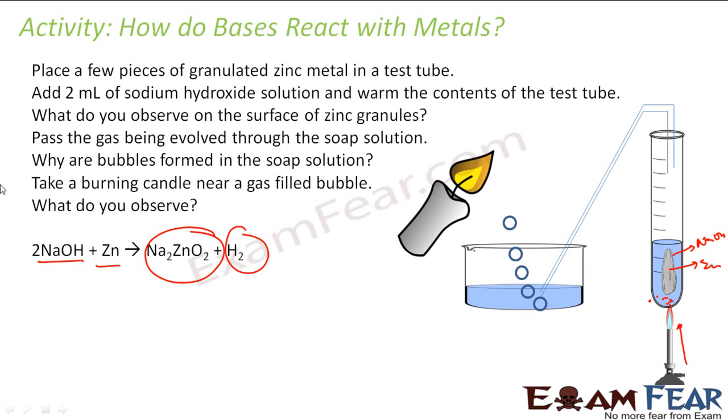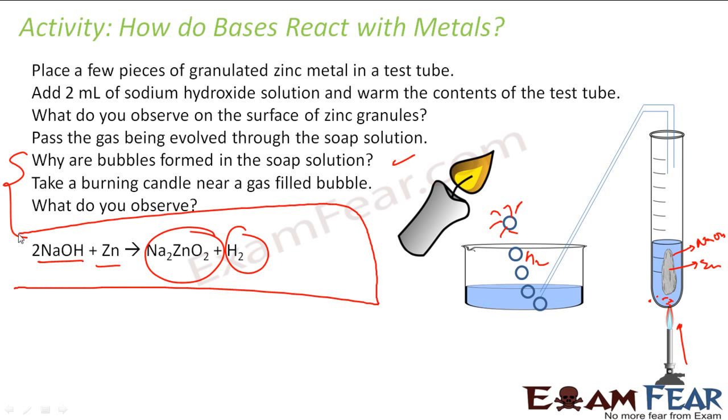So the question is, why do the soap bubbles form? Because the hydrogen gas forms soap bubbles. When you take the burning candle near the bubble, it bursts, so it's hydrogen gas, right? So that's what the experiment is all about. Theoretically, I told you this happens, but you want to actually do it in the lab and check whether you actually get the substance or not. You do this experiment.